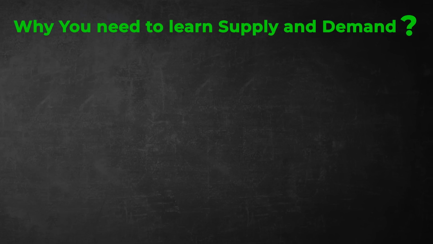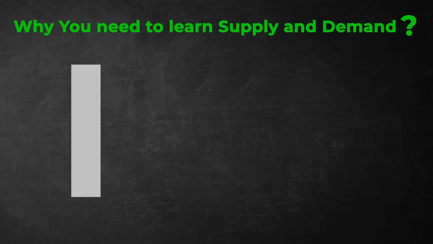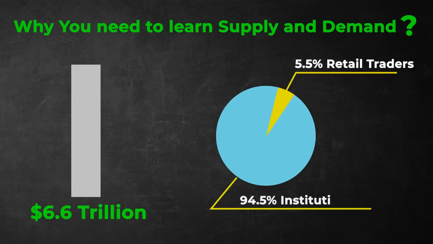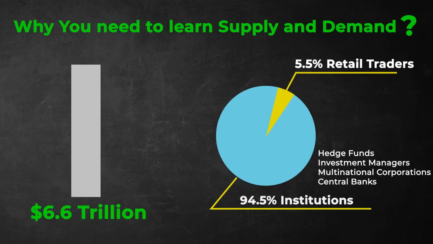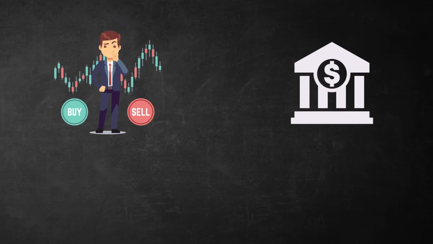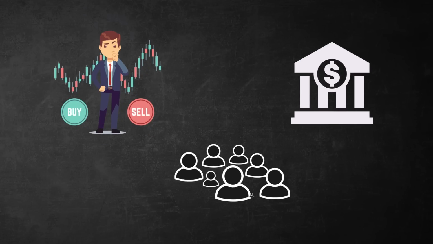The first thing that we will cover in this video is understanding why you need to learn supply and demand. Forex is a $6.6 trillion market, and retail traders, at a percentage of 5.5%, do not have enough volume to move the market in the desired direction. The rest, 94.5% of the market, is institutions, which includes hedge funds, investment managers, multinational corporations, and central banks. So as a retail trader, it's only wise to trade with institutions because you have a great edge over other retail traders. Now let's dive into learning supply and demand.